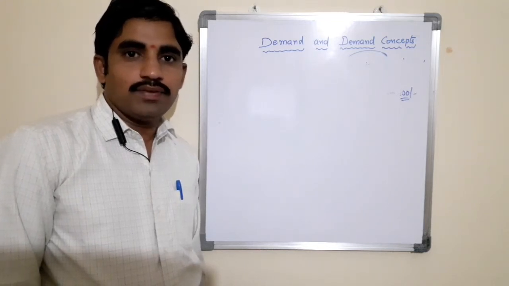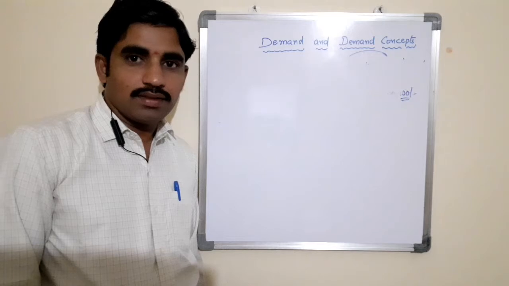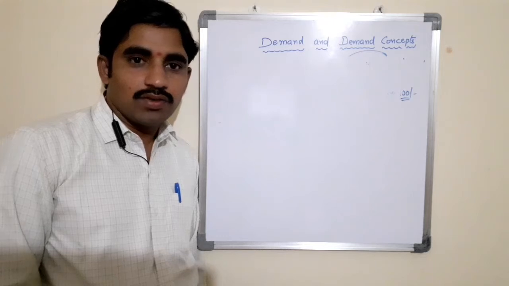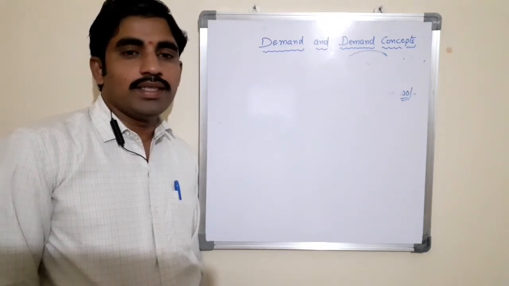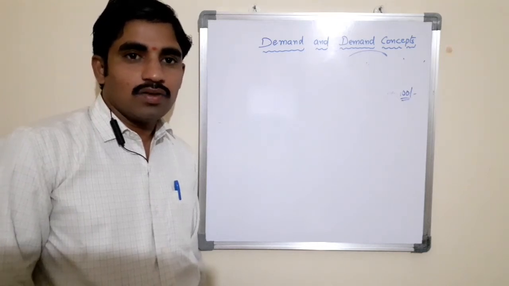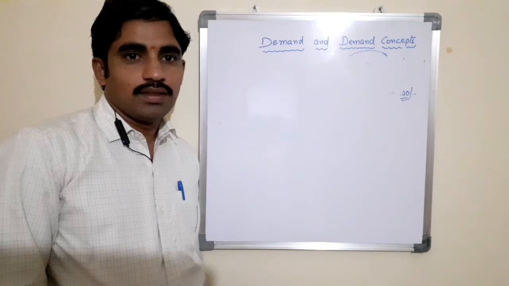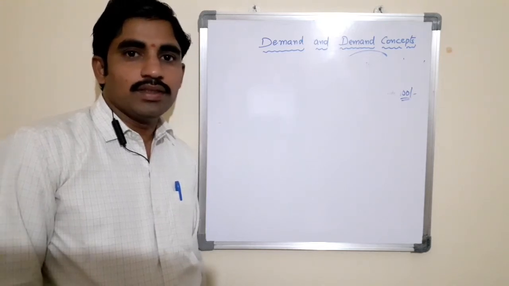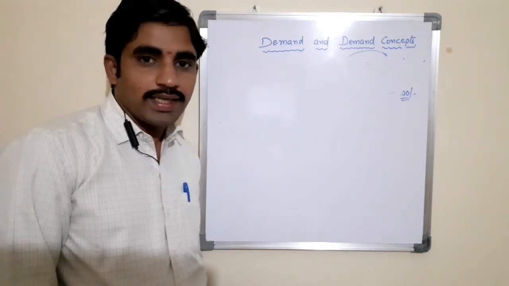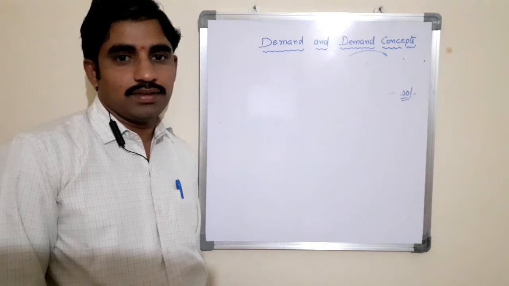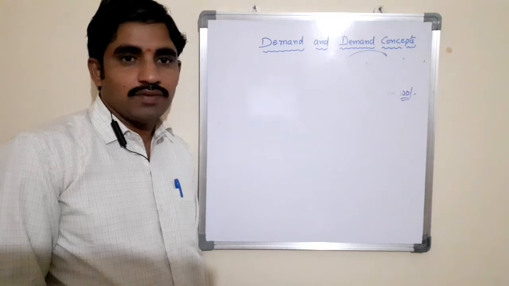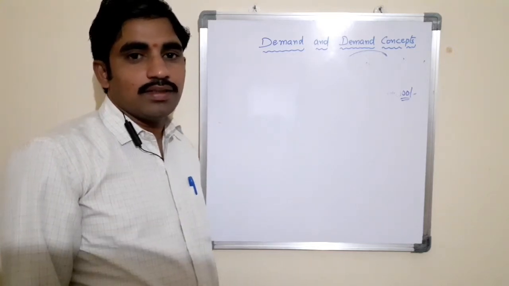So demand is always referred to in terms of price, and there is no meaning if it is not expressed in relation to price, because price is one of the determinants of demand which directly influences the quantity demanded of a commodity. And demand is always referred to in terms of a time period, and there is no meaning if it is not expressed in relation to a time period.